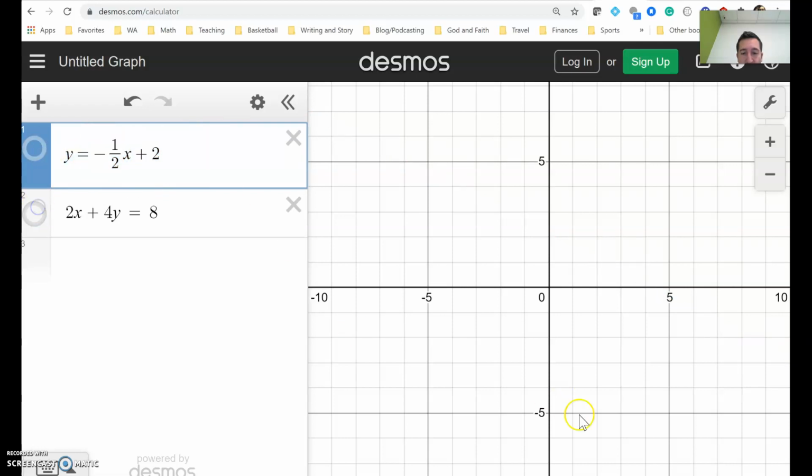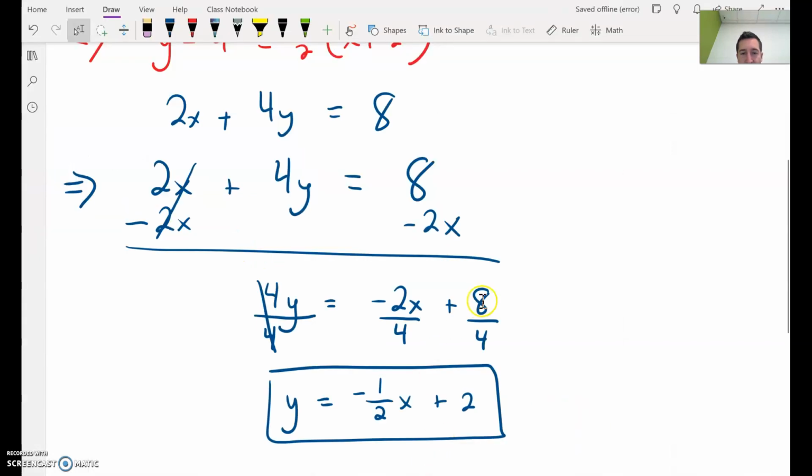But let me actually show you the other thing that standard form is good at. So standard form, the first thing you need to be able to do, pause the video, you have to be able to convert from standard form to slope-intercept. Okay, got to be able to do that. You move the x term, divide by y. Okay?